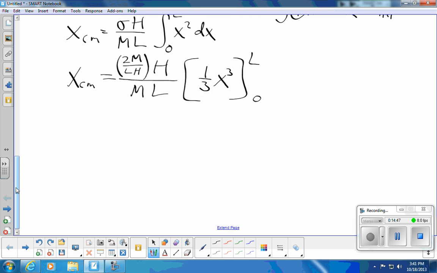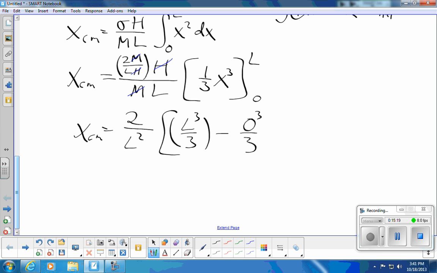Okay, I can do some canceling. Let's see, I've got H and H. I've got m and m. These L's don't cancel because they're both in the denominator. So I have x_cm equals 2 over L squared. That's what I have left in front. And then I have x cubed over 3, and I'm going to plug in L for x. So I get L cubed over 3 minus the lower limit plugged in, and that's going to be 0 cubed over 3. That one's tough to evaluate.